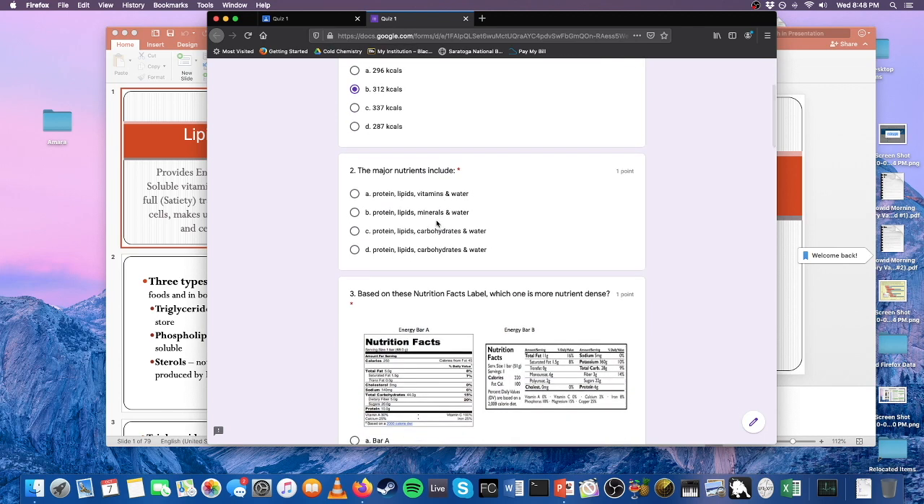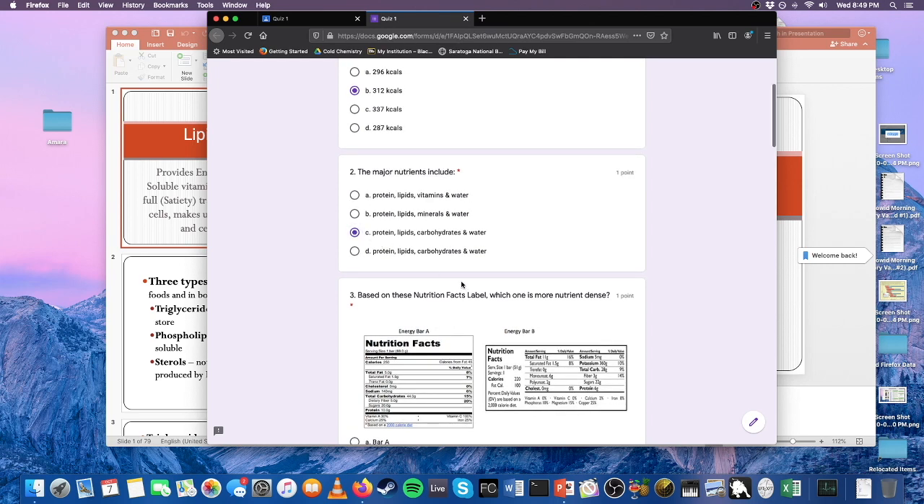Question 2. The major nutrients include. Major nutrients are nutrients that your body requires large quantities of. We talked about these in class as being protein, lipids, carbohydrates, and water. Notice here I accidentally gave you 2 choices that are the same. Either of those would have registered as correct.